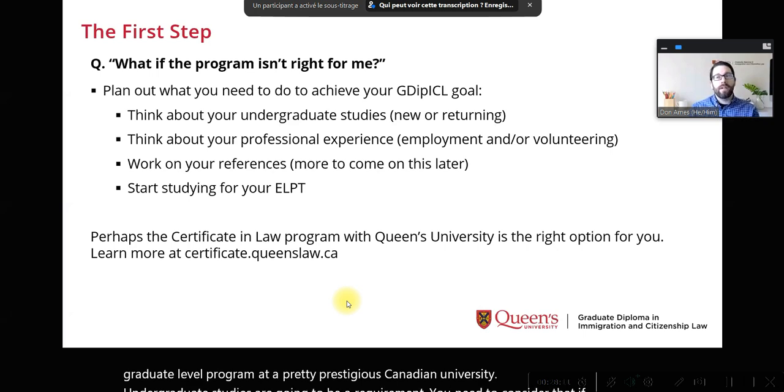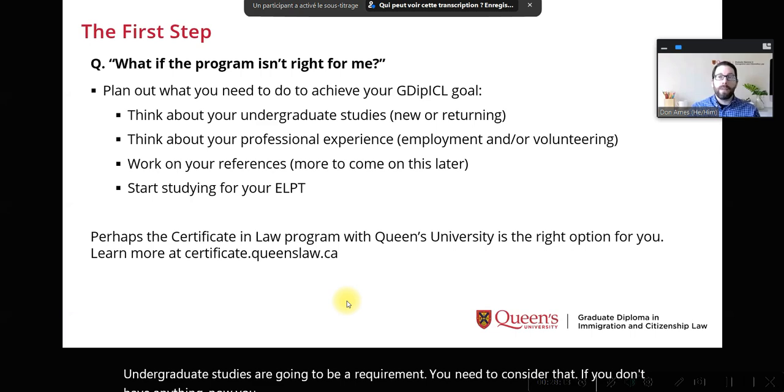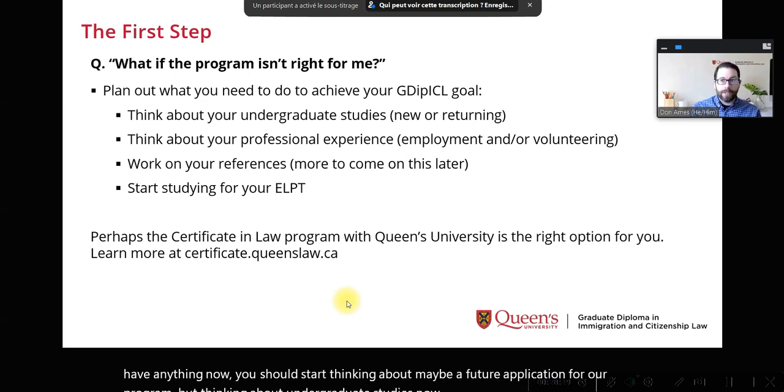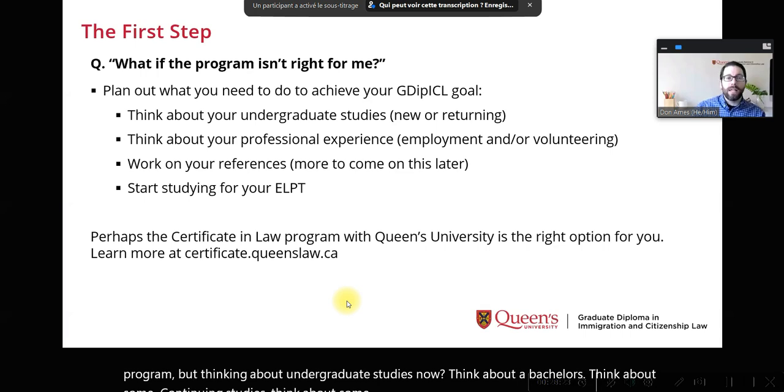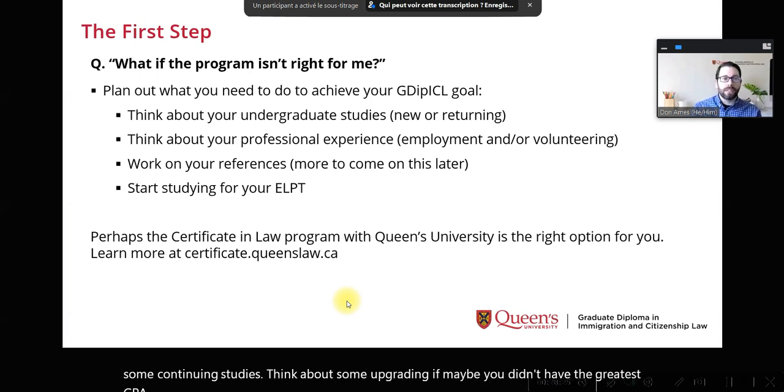If you don't have anything now, you should start thinking about maybe a future application for our program, but thinking about undergraduate studies now. Think about a bachelor's, think about some continuing studies, think about some upgrading if maybe you didn't have the greatest GPA in your previous studies.